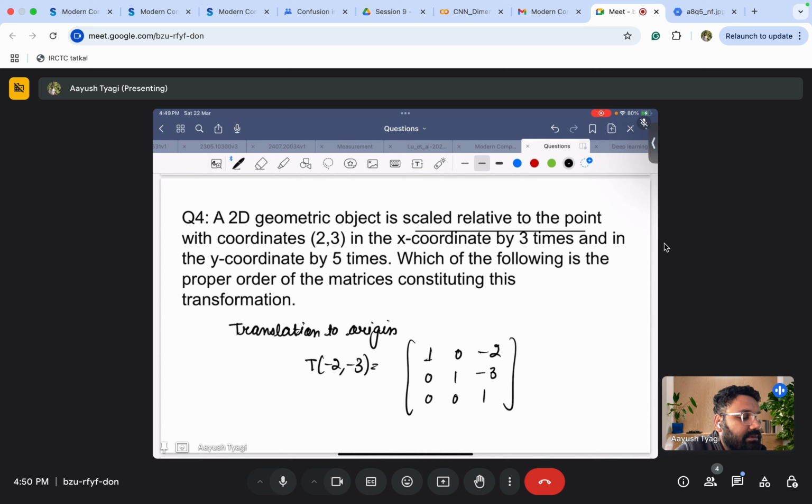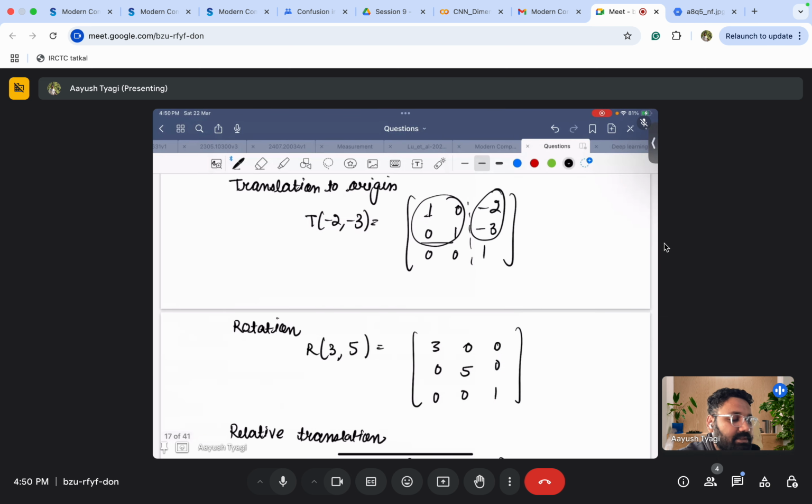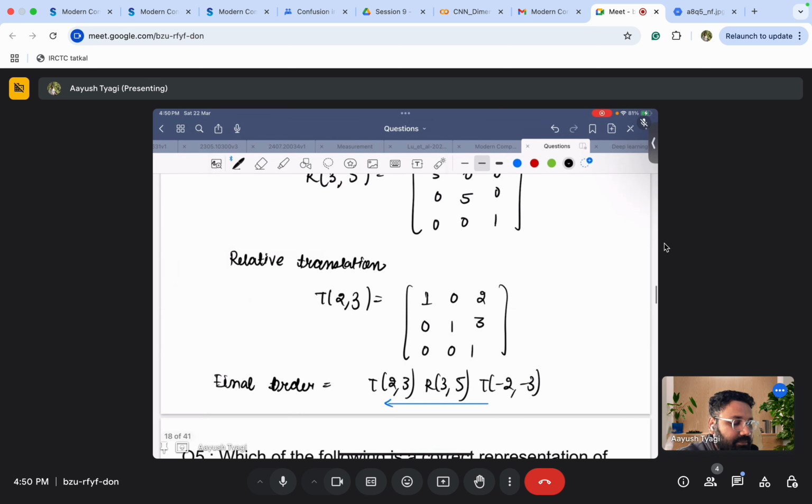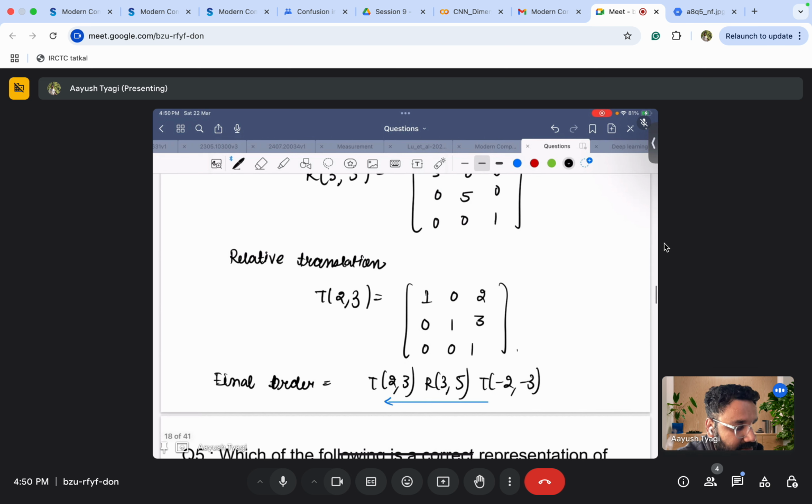So this is relative to the center. When you do a relative transformation, you map it to the origin. For mapping it to the origin, you are not doing any rotation; these are the components for the rotation, and these are the components for the translation. So you translate it back to the origin, then you do the operation, and then you translate it back to the original space where it was. The final order should be in this order. Whenever you do these sets of operations, you move from left to right: you translate it back to the origin, do the operation, and then go back to where it was. You will see that in the options.